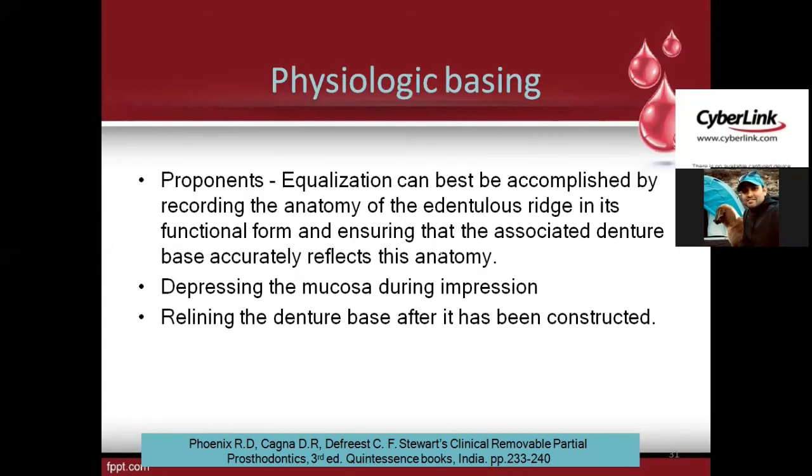Physiologic basing. This technique distributes the occlusal load between the abutment teeth and the soft tissues by fabricating a denture base based on a functional record. The functional record is obtained by recording the tissue under occlusal load or by relining the denture under functional stress. That means we have to make the impression of the soft tissue in compressed state. The denture fabricated using a functional impression has one major disadvantage.